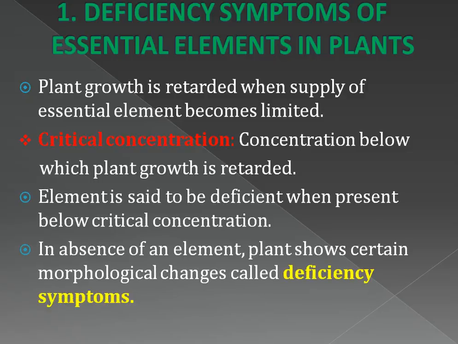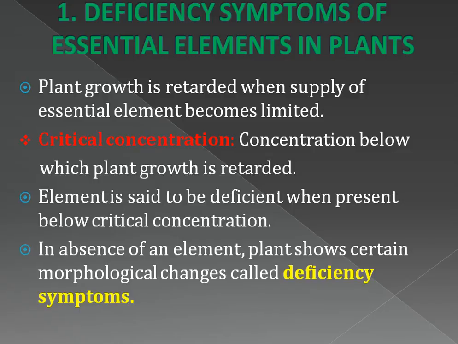We know that both macro and micronutrients are essential for plants. Whenever its supply becomes limited, plant growth is retarded. Critical concentration of essential element below which plant growth is retarded is called critical concentration.